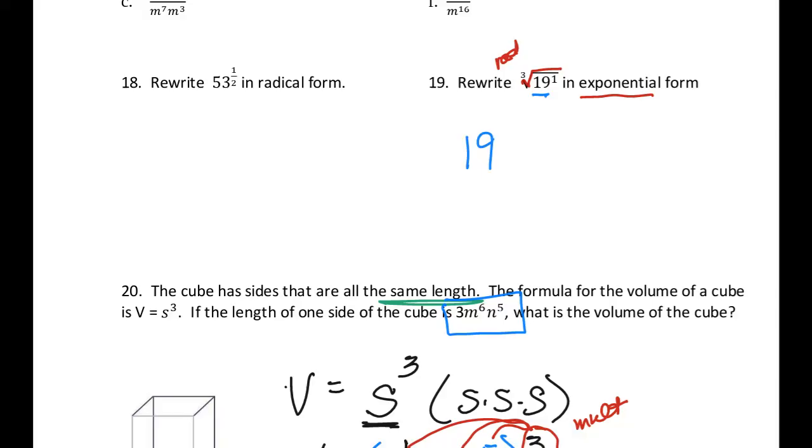Whatever power 19 is raised to, that becomes your numerator. And whatever is in the crook over here, let me do a different color, the crook over here, that becomes your denominator. So 19 to the 1/3 is the cube root of 19 to the first power. This is your final answer. Questions on that?